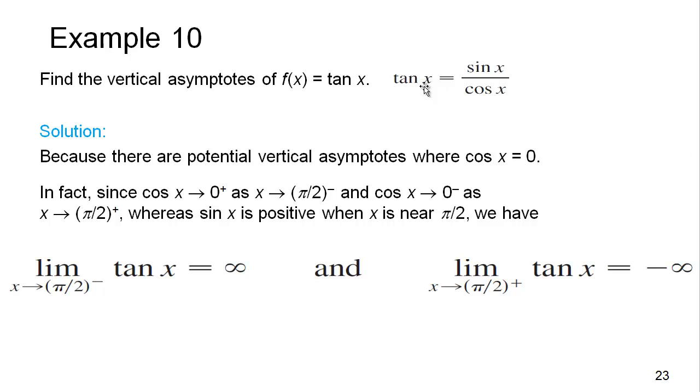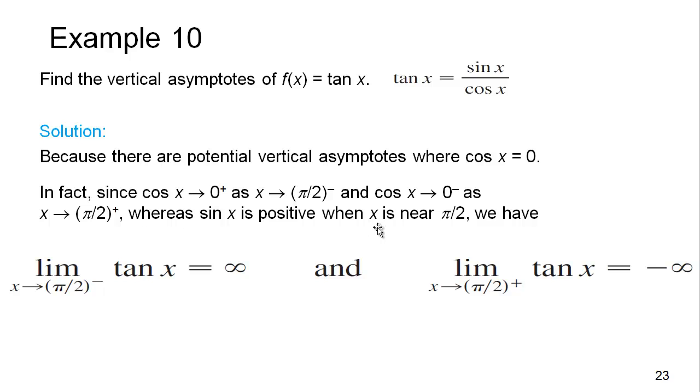If we've got the function tan of x, which we know is sine over cosine, this function is going to be undefined whenever the bottom is equal to 0, i.e. whenever cosine of x equals 0. So we can set cosine of x equal to 0 and solve, and we can realize that cosine of x gets closer and closer to 0 as x gets closer and closer to pi over 2, whereas sine x is just getting closer and closer to 1.